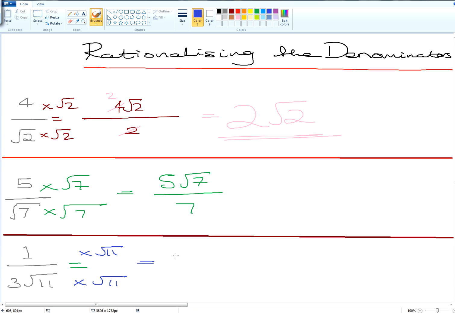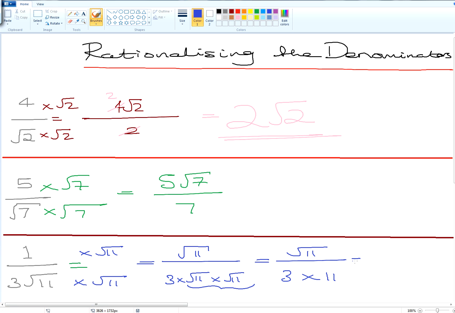So on the top you'll have 1 times root 11, which is just basically what? Root 11. On the bottom you have 3 multiplied by root 11 multiplied by root 11. When you multiply a root by itself, it gives you what? 11. Gives you the whole number inside. So that gives you 3 times 11. What's 3 times 11? 33. So it would be root 11 over 33.